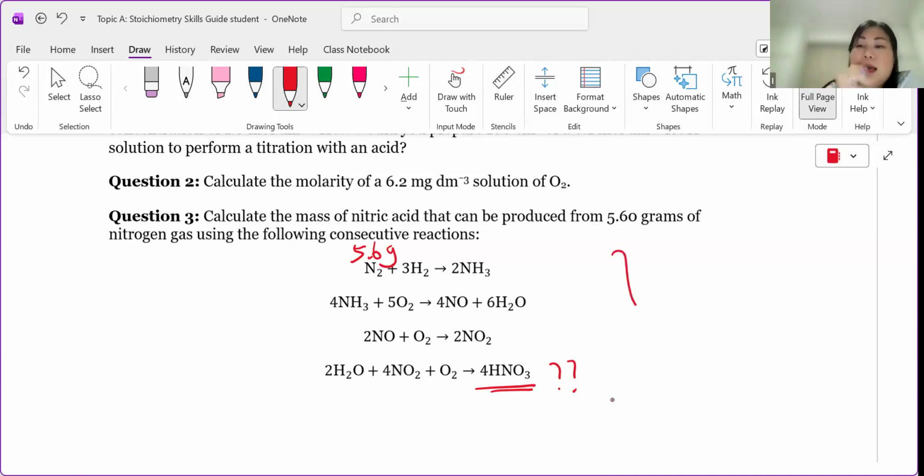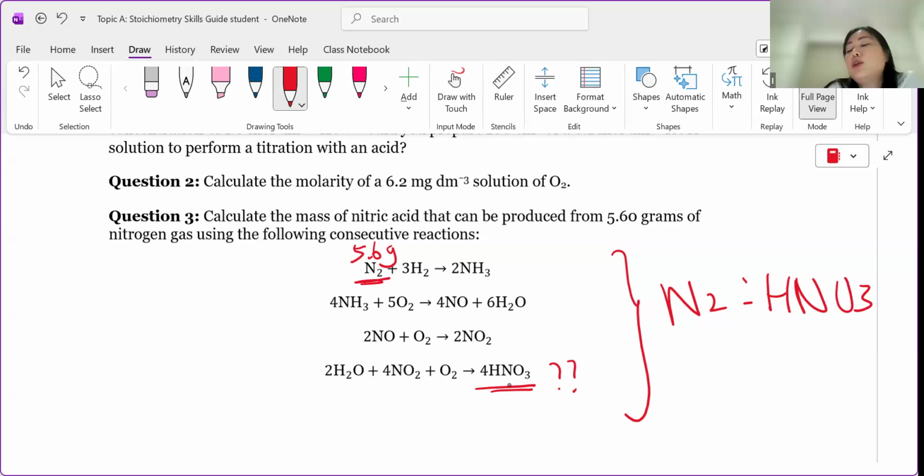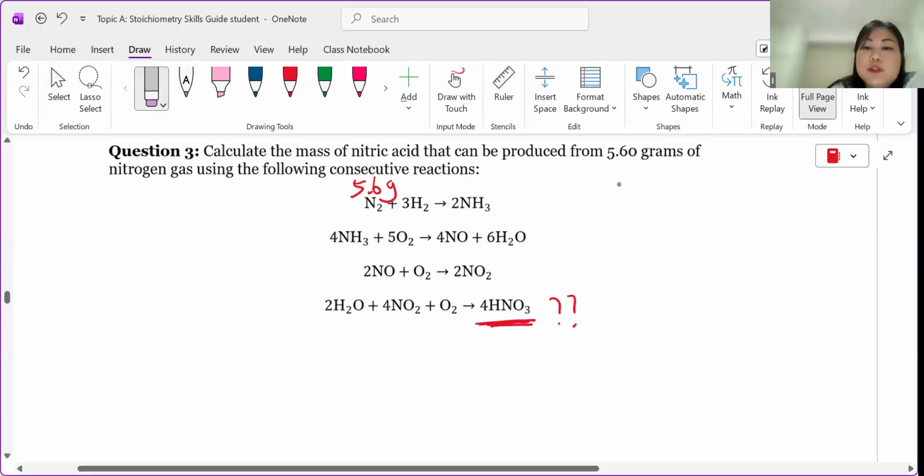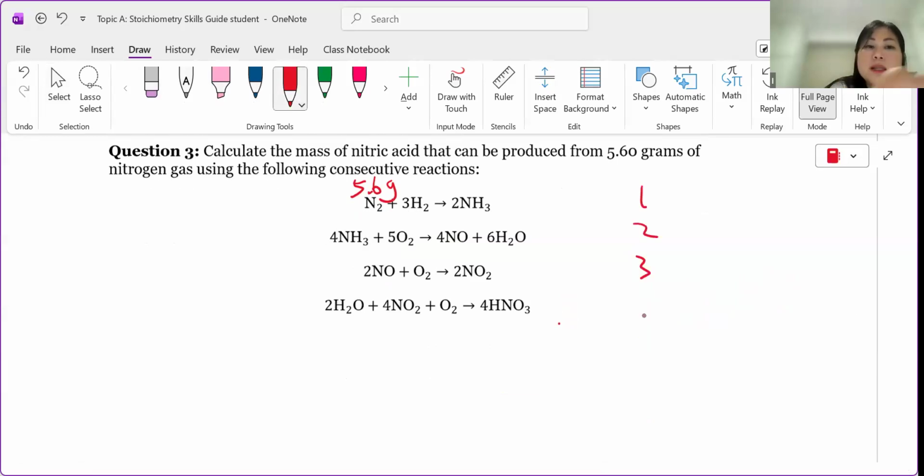So what we will do is combine them together, and I want to find the mole ratio of N2 to HNO3 directly. How is N2 related to HNO3 directly? By combining all the equations. So how? Let's look at the common items. If we call these equations 1, 2, 3, 4, the common thing that links 1 and 2 is ammonia. The common thing that links 2 and 3 is NO. And what links 3 and 4 is NO2, and then finally the acid we want. And we started with N2.